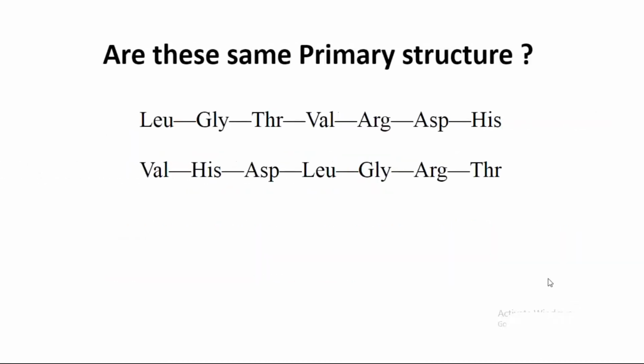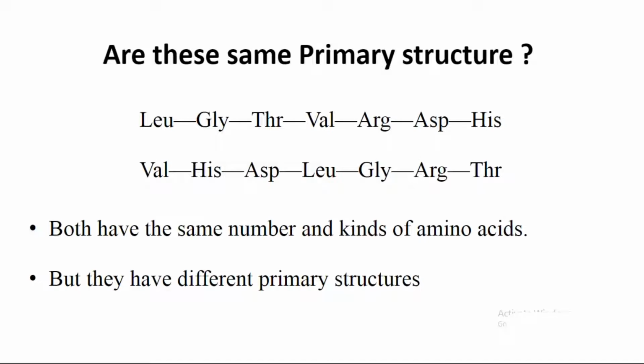What is the difference between the two? When we are talking about proteins, arrangement holds great importance. So even if they are the same amino acids and the number is the same, since the arrangement is different, these two are different primary structures.